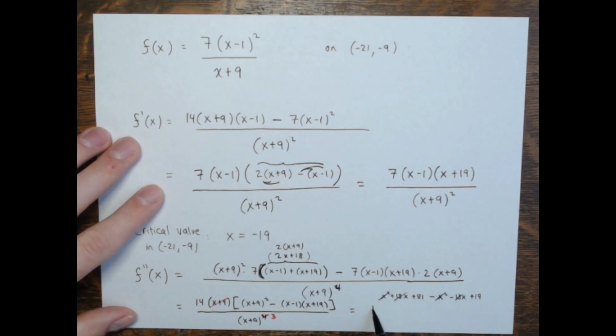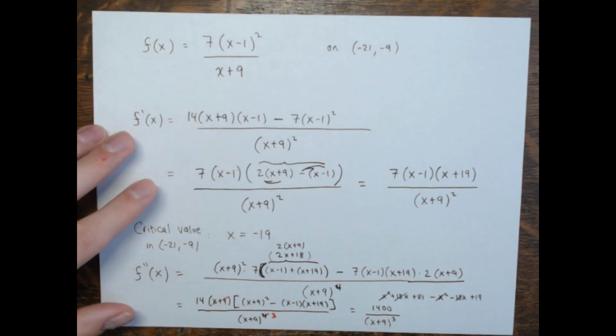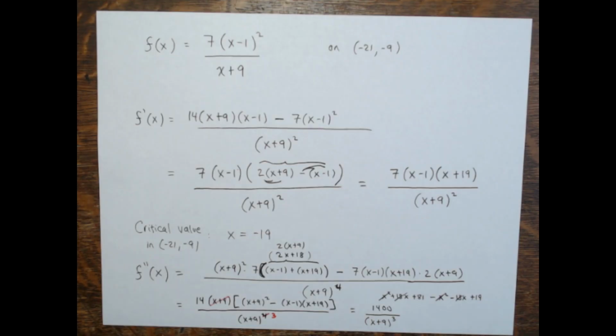So the numerator is just 1400, right? This is 14 here, this is 100, this thing in the braces here, divided by x plus 9 cubed. So that's a very, very simplified version of the second derivative.